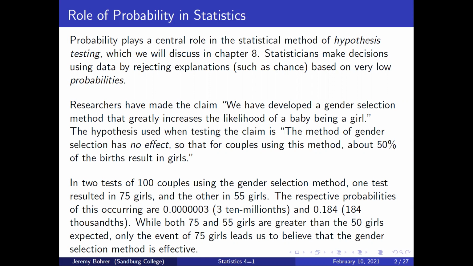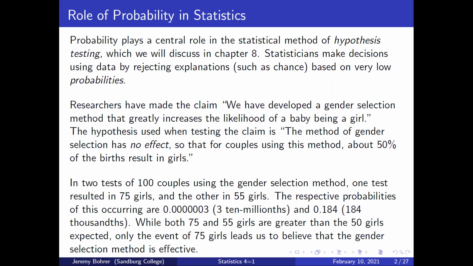Researchers have made the claim: we have developed a gender selection method that greatly increases the likelihood of a baby being a girl. The hypothesis used when testing this claim is that the method of gender selection has no effect, so that for couples using this method, about 50% of the births result in girls.